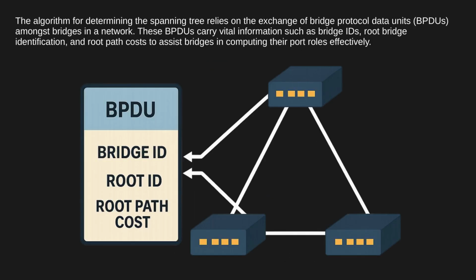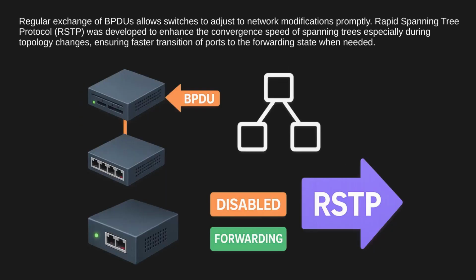The algorithm for determining the spanning tree relies on the exchange of Bridge Protocol Data Units, BPDUs, amongst bridges in a network. These BPDUs carry vital information such as bridge IDs, root bridge identification, and root path costs to assist bridges in computing their port roles effectively. Regular exchange of BPDUs allows switches to adjust to network modifications promptly.